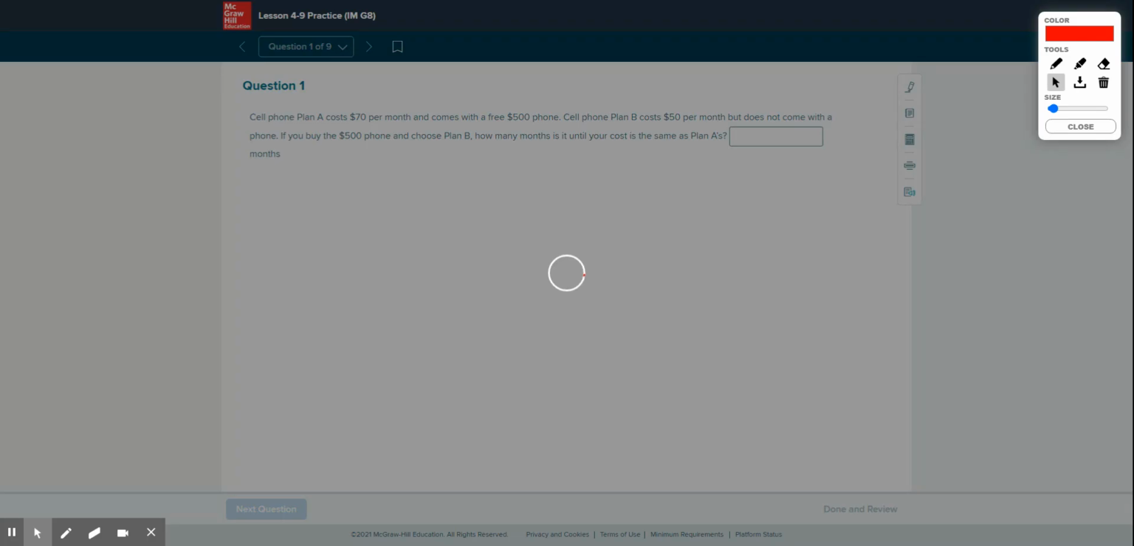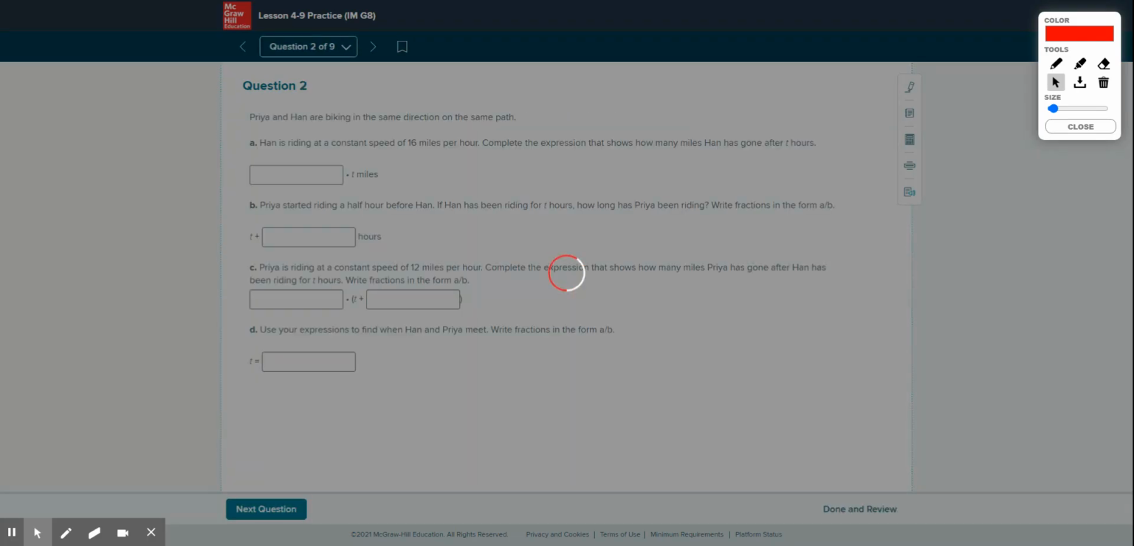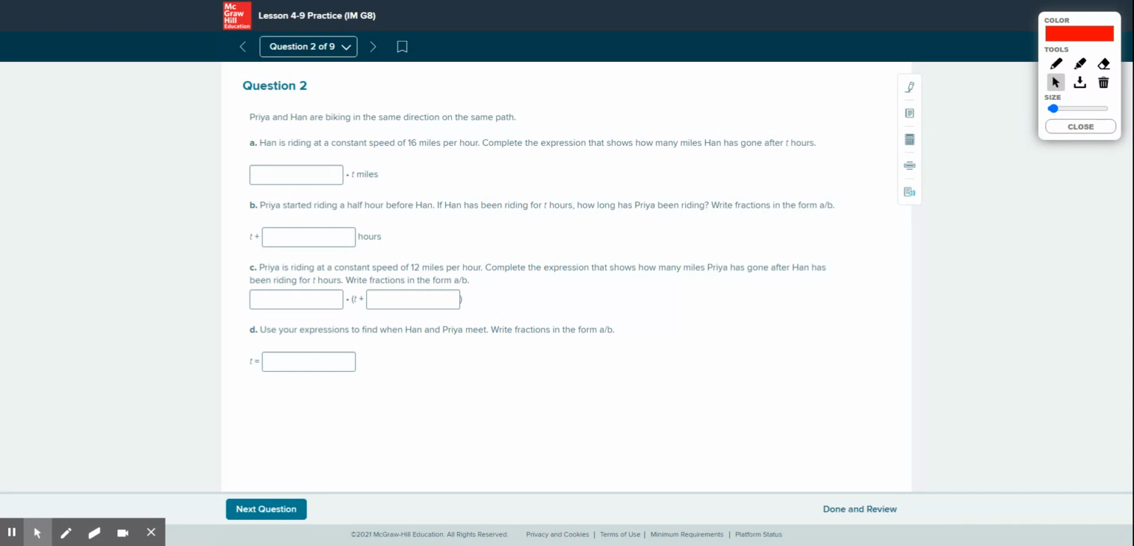Get that one answered. Problem number 2 is a comparison of Priya and Han. They're both biking in the same direction on the same path. This is a really good thing because that means that we can compare them directly to each other. Han is riding at a constant speed of 16 miles per hour. We're supposed to write an expression that shows how many miles Han has gone after T hours.